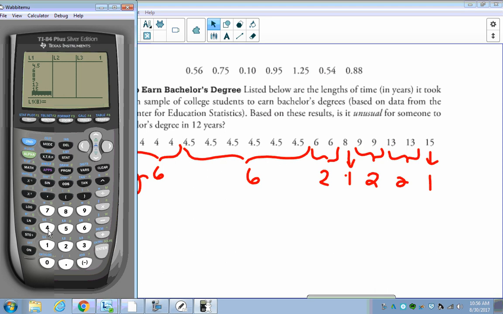Then I'm going to use my cursor key to cursor over to L2. L2 is the frequency. So how many 4s were there? There were 6. 4.5s, there were 6. 6s, there were 2. 8s, there's only 1. 9s are 2. 13s are 2. And 15s are 1.